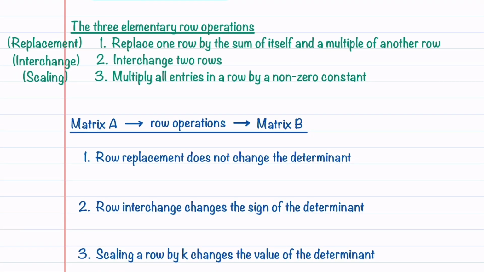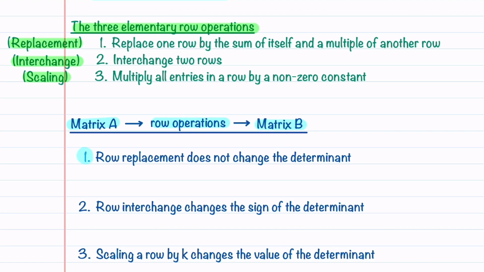There are three elementary row operations that you can use to reduce a matrix to echelon form, and I've listed them here. The first one is called replacement, the second one is interchange, and the third one is scaling. Let's see how these three row operations change the value of a determinant when we start with a matrix A, perform row operations on it, and then arrive at a matrix B.